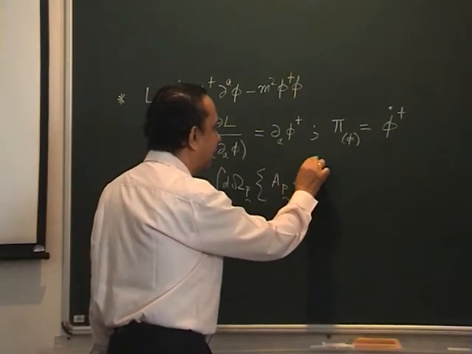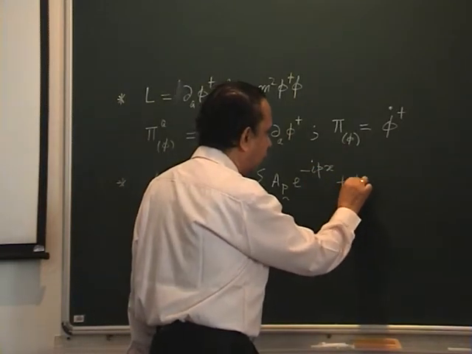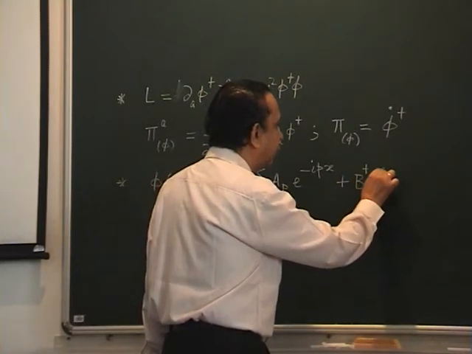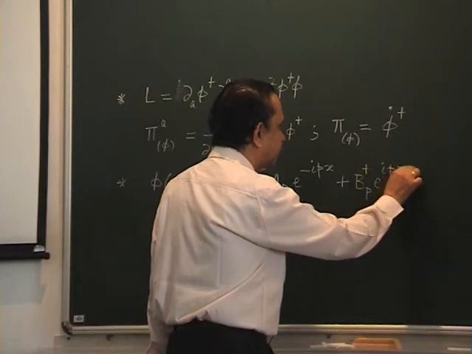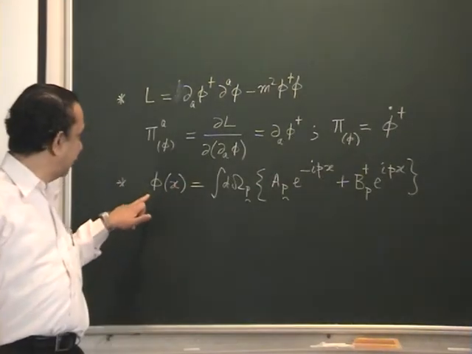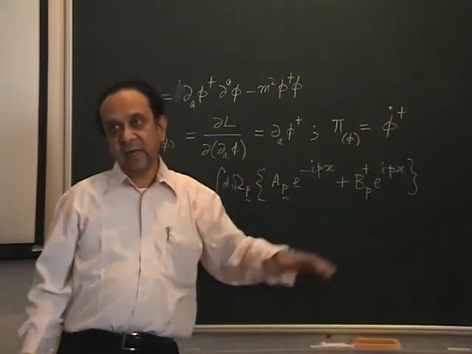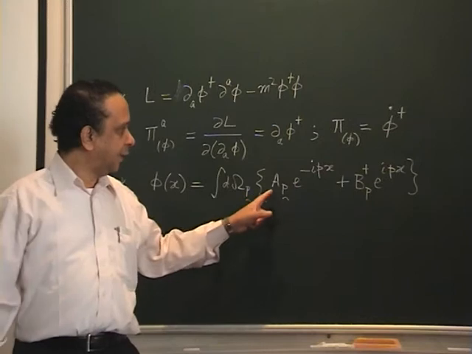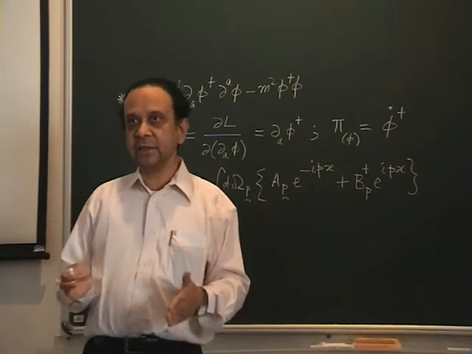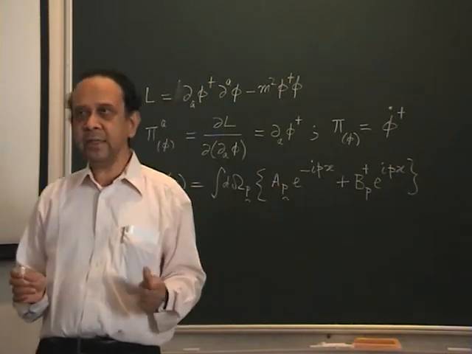e to the minus ipx plus a different operator for the antiparticle, b_p dagger e to the ipx. You can work out that the commutation relation between phi and its canonical momentum will have the standard form if A's and A daggers are creation and annihilation operators, B's and B daggers are creation and annihilation operators, and A and B in all forms commute. Okay, this you should just verify.